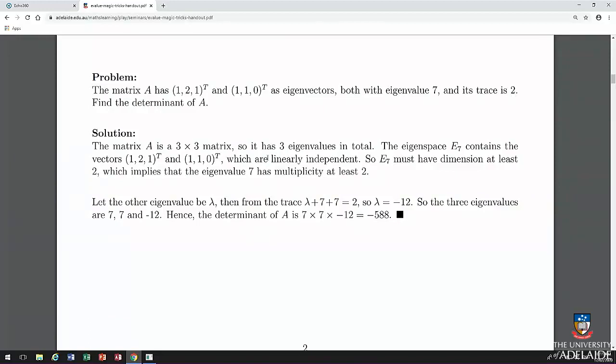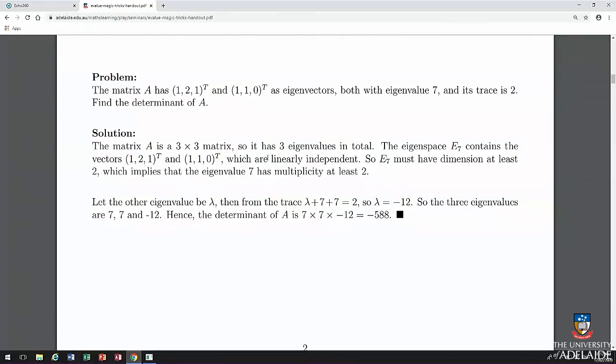Every time there's an extra independent vector in the eigenspace, the multiplicity goes up by 1 at least. Okay, so the other eigenvalue is lambda, and for the trace, lambda plus 2 lots of 7 has to be 2, and so lambda has to be minus 12. And so they're the 3 eigenvalues, and the determinant has to be the product of the eigenvalues. Ta-da! We have enough information because of how the eigenvectors and eigenvalues are connected.